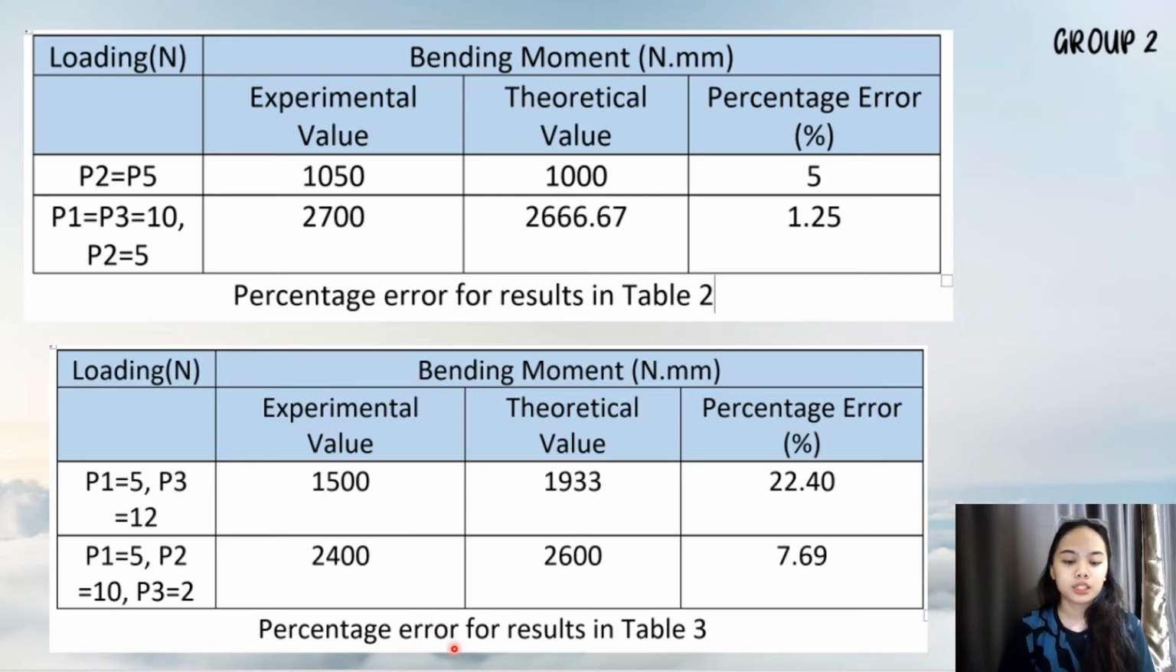In the percentage error for results in table 3, when P1 is equal to 5 and P3 equals to 12, the experimental value is 1500, the theoretical value is 1933, and the percentage error is 22.4%. As for P1 equals to 5, P2 equals to 10, P3 equals to 2, the experimental value is 2400, the theoretical value is 2600, and the percentage error is 7.69%.